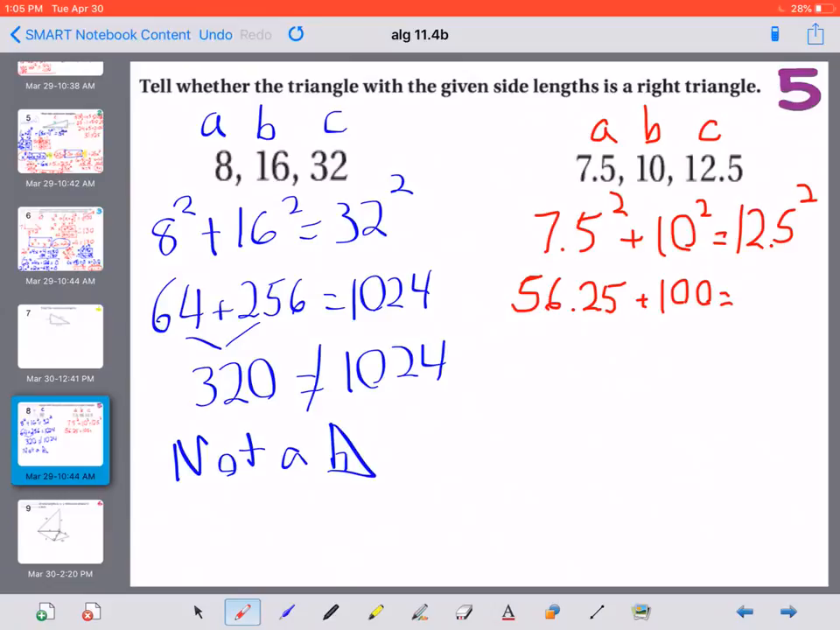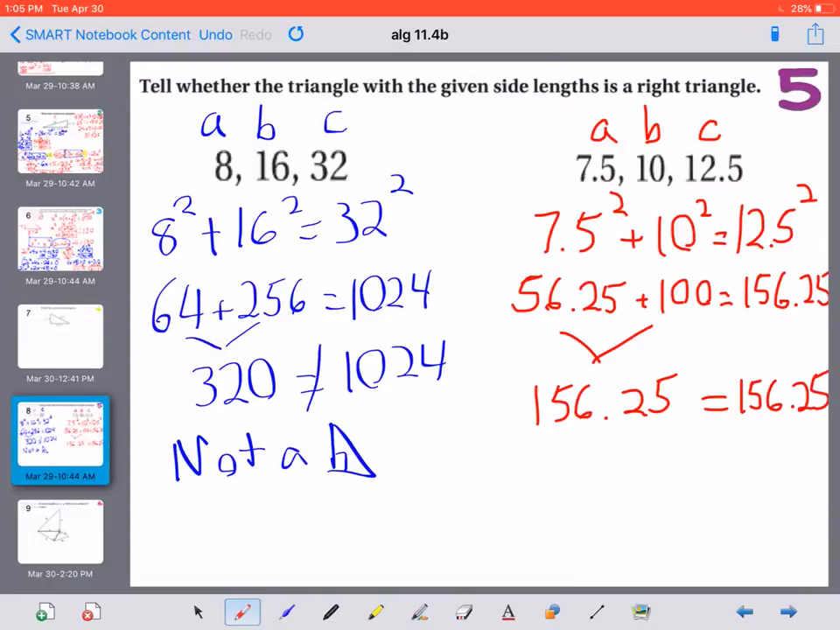12.5 squared gives me 156.25. 56.25 plus 100 gives me 156.25, which equals 156.25. Those do equal each other, so yes, this is a right triangle.